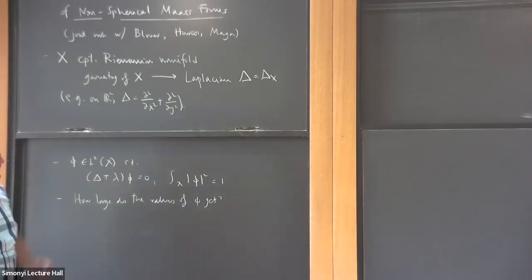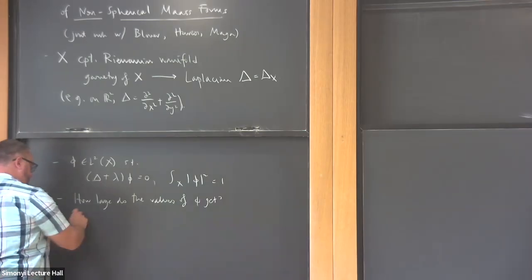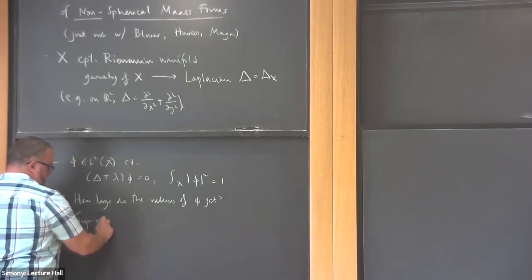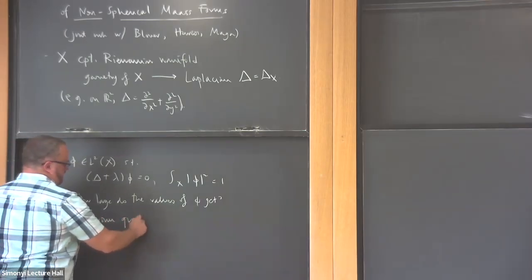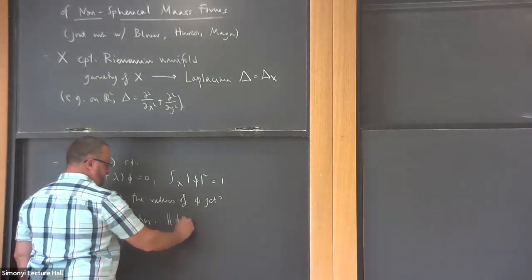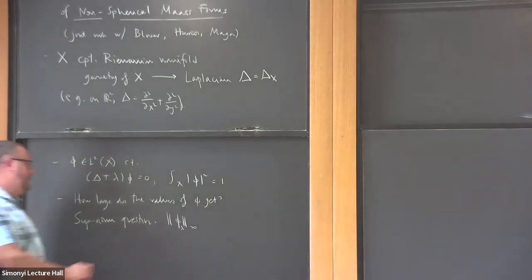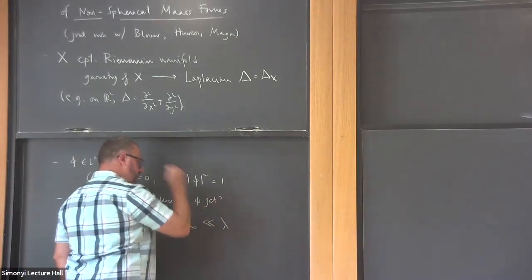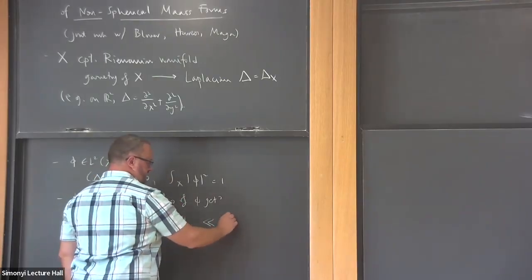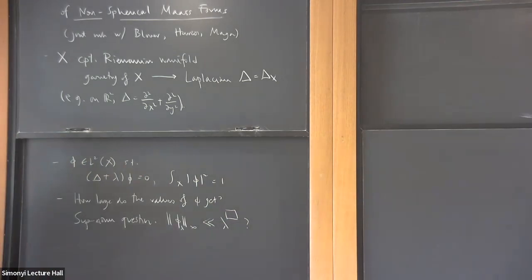In particular, you could ask what we call the sup-norm question. You want to look at the sup-norm of this phi, where phi has some eigenvalue lambda, and you want to ask what power of lambda can you put here. With what powers of lambda is this the correct estimate?